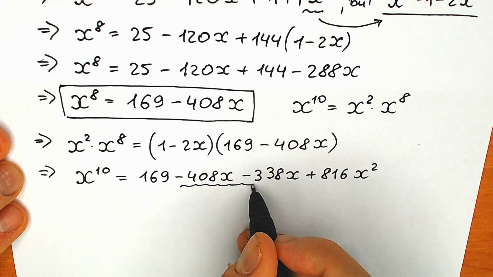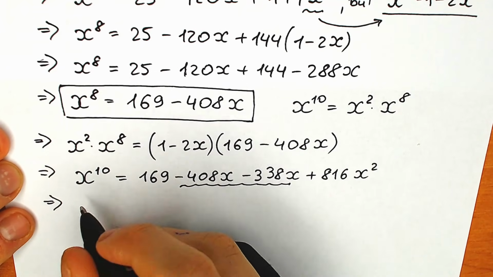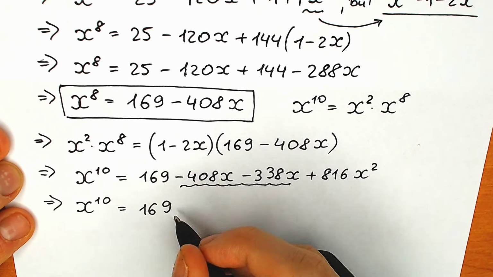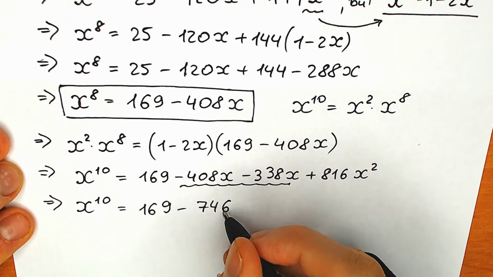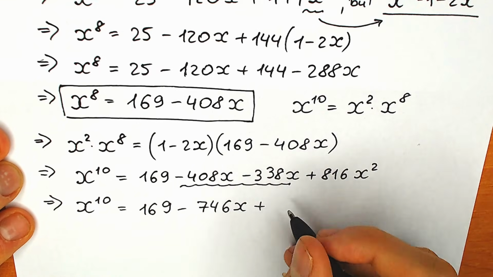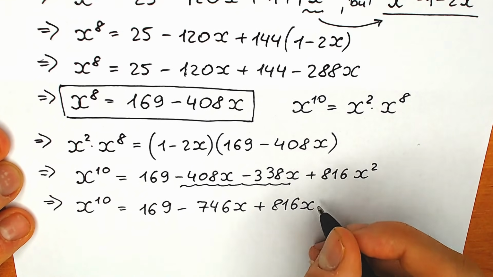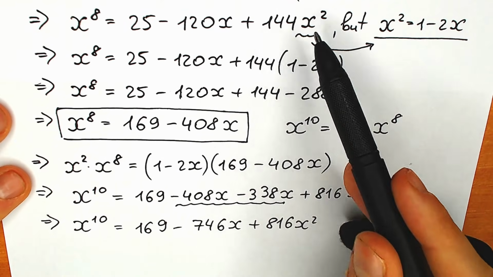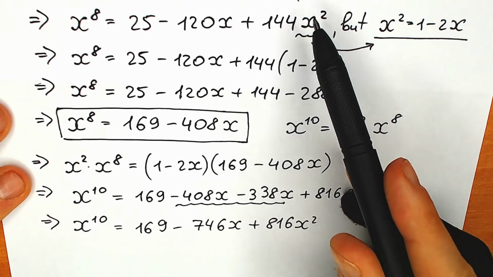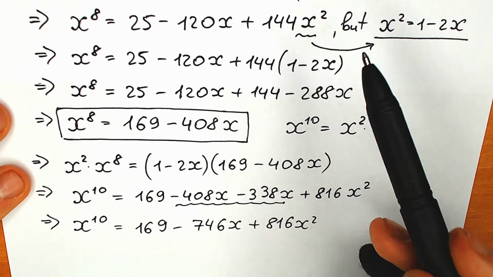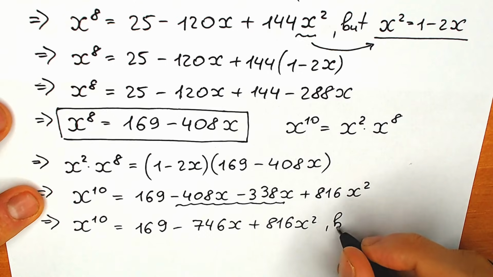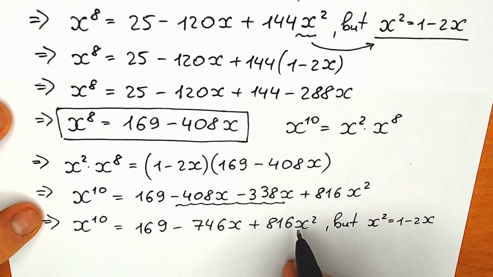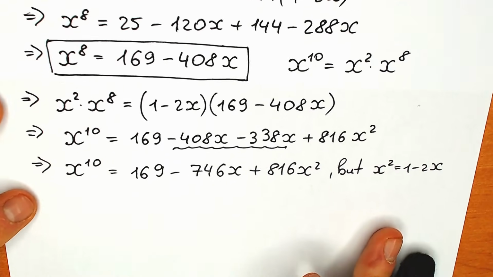So let's simplify this expression right here. Let's combine the terms in the middle. So we have x to the power 10 equal to 169 minus 746x plus 816x squared. And the last thing, the same thing as we did before: x squared equals 1 minus 2x, so instead of this x squared, we plug in this expression 1 minus 2x.